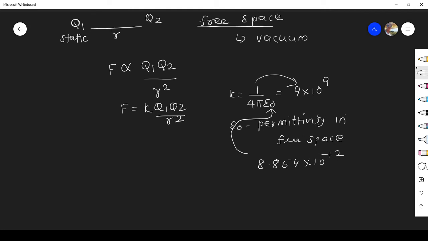In the exam, for problem, you have to substitute the value. They won't give in the question. Okay, so this is what Coulomb's law. Right, now you see F is equal to this one.